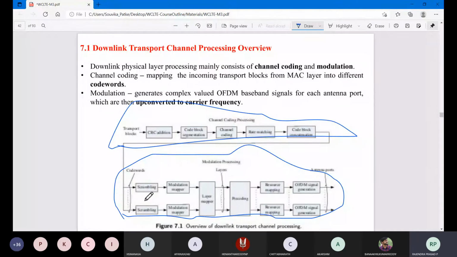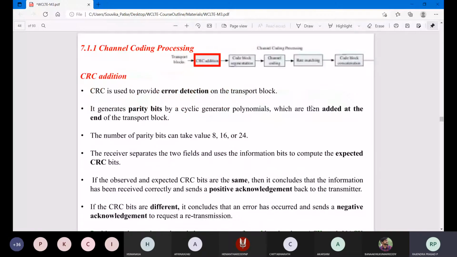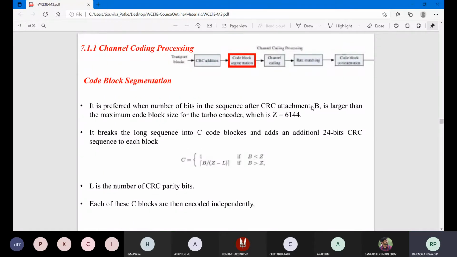In the previous session we had a discussion on channel coding processing, where we discussed the CRC addition, which is adding error detection and parity bit generation, where you have a positive acknowledgement as well as a negative acknowledgement. Then we have code block segmentation, how you are going to segment your data. For that also there will be some particular expression.